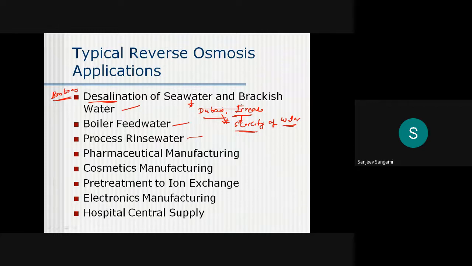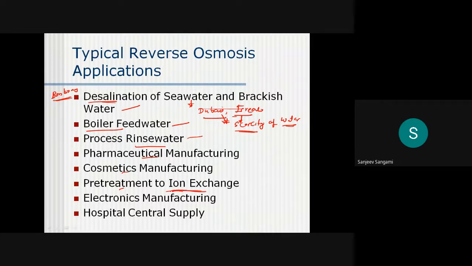Suppose if you want to use the water for boiler feed water, there also you have to go for reverse osmosis. Then some of the major industrial applications: process and rinse water. For example, in some of the food processing industries, there is one unit called rinse water, so there we can use these reverse osmosis membranes. Then pharmaceutical manufacturing, cosmetic manufacturing, pre-treatment to ion exchange.